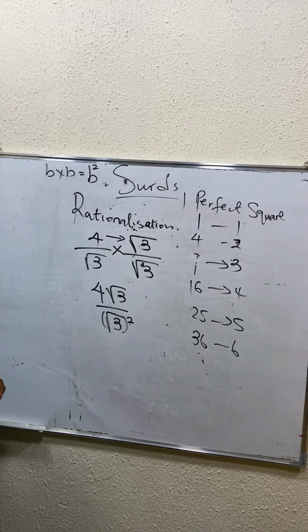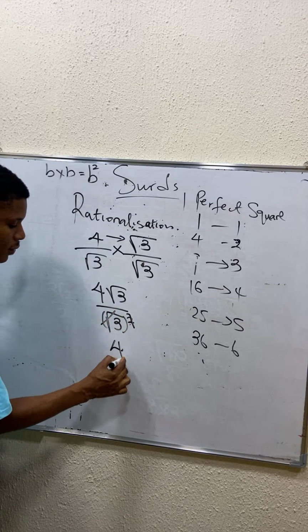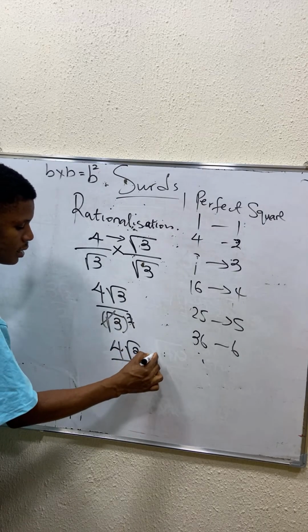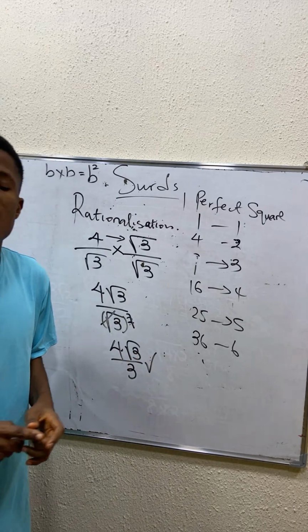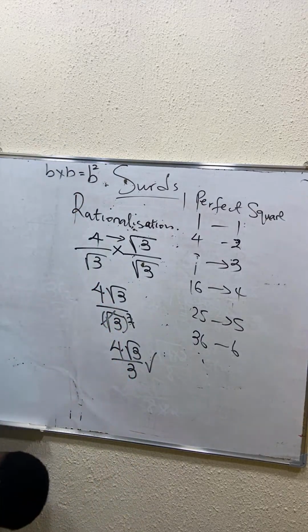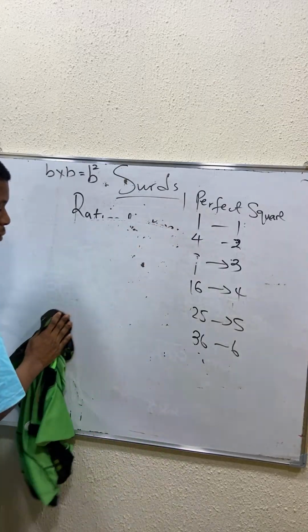So what do you have here? The square will cancel out the square root. You have it as 4 root 3 over 3. And that's the simple answer. It's very, very simple to do. And that's the answer.